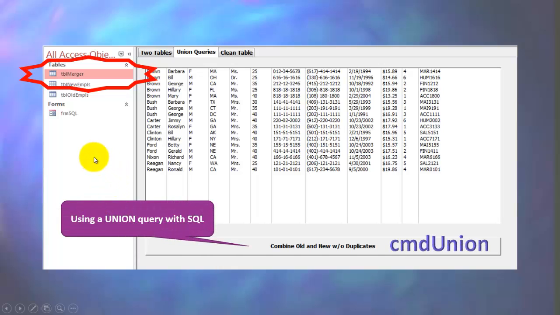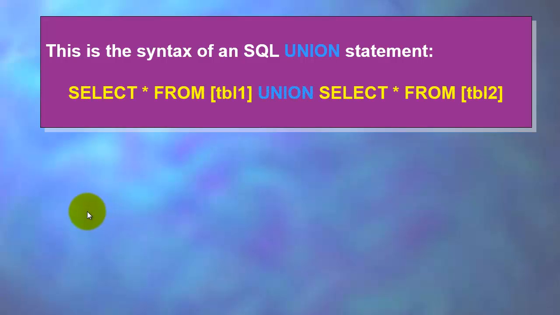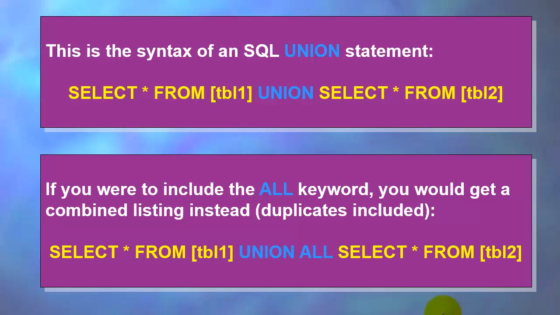We put in there a code for a union query by using SQL statements. What would the SQL statement be? It would be based on the keyword UNION. SELECT, the asterisk stands for all the fields unless you specify them, FROM table 1, UNION, SELECT all the fields FROM table 2, and it will combine those 2 tables into one without duplicates. If you want to include duplicates, you also use the ALL keyword. The rest is the same, but instead of UNION you say UNION ALL.